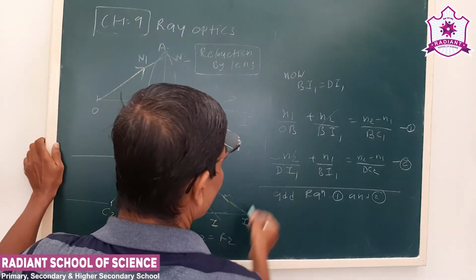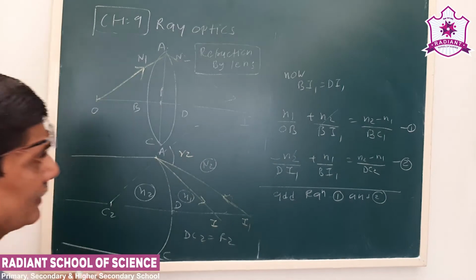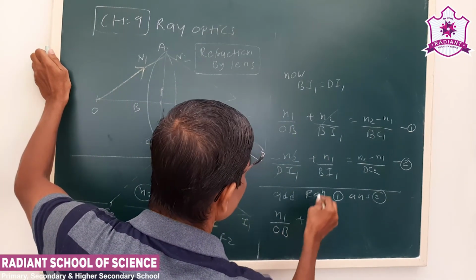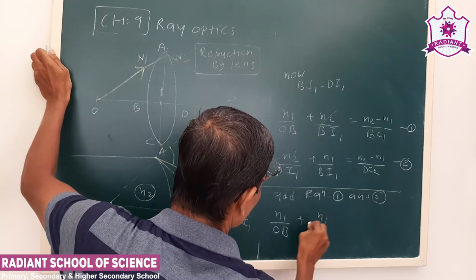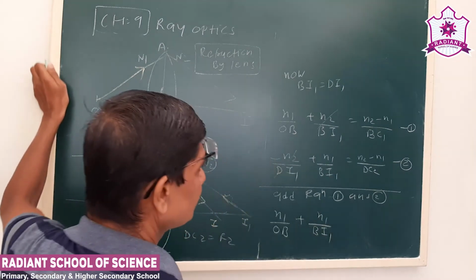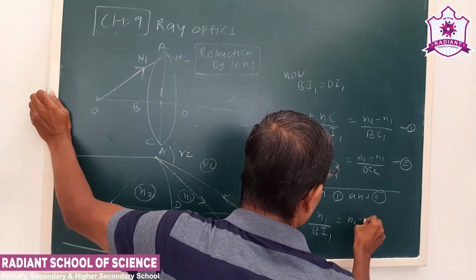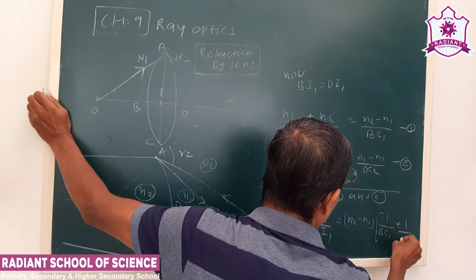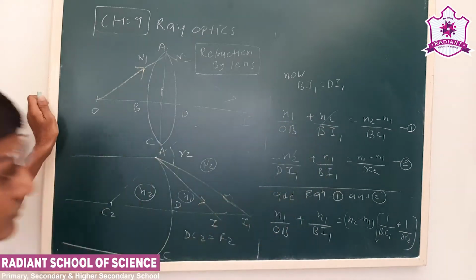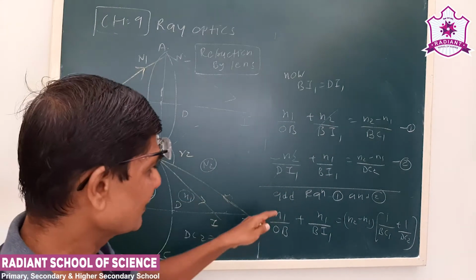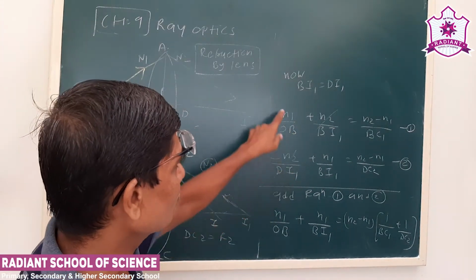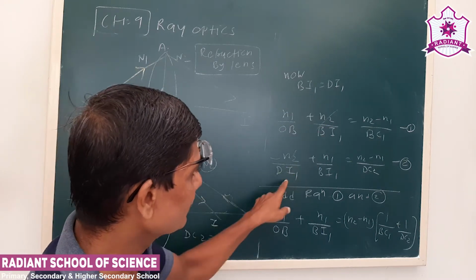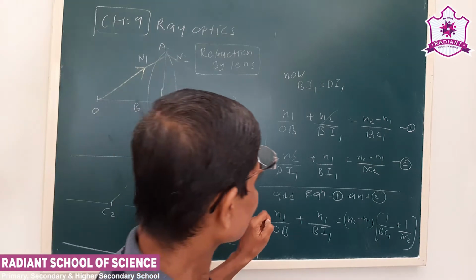Here there is a negative sign and a positive sign, so the equation will become N1 upon OB plus N1 upon BI. N2 minus N1 I am taking common: 1 upon BC1 plus 1 upon BC2. So if I add equation 1 and 2, it will be N1 upon OB, and this BI1 and DI1 are equal, so they will get cancelled.